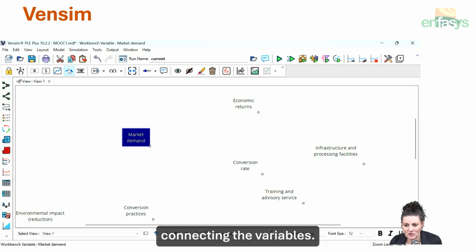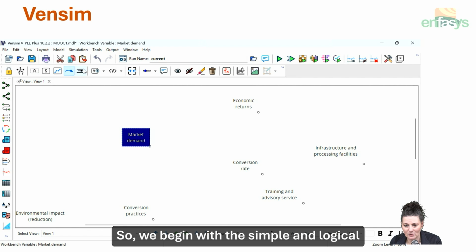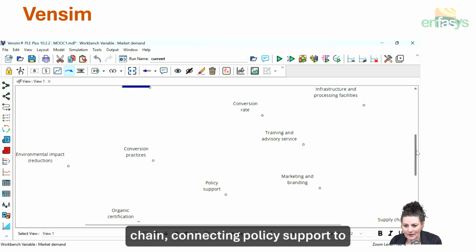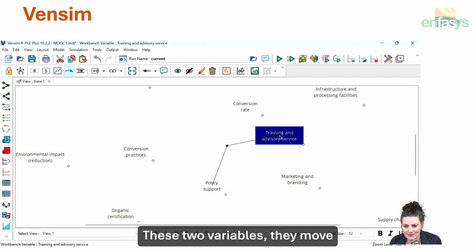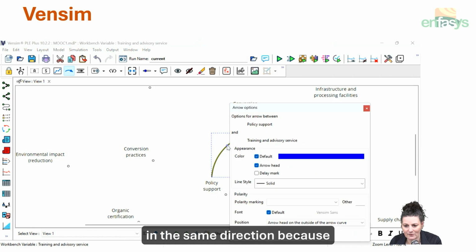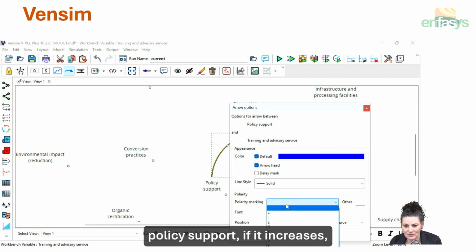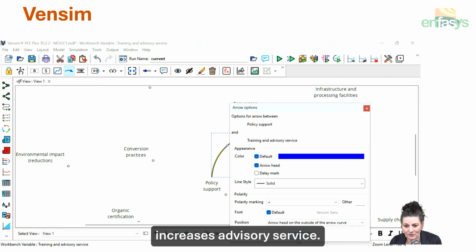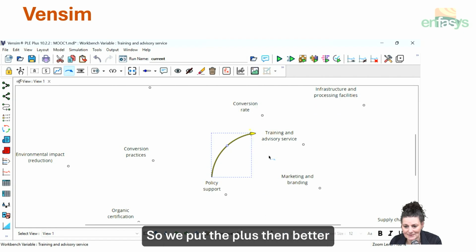And then we can start connecting the variables. So we begin with the simple and logical chain, connecting policy support to advisory service. These two variables move in the same direction, because if policy support increases, advisory service increases. So we put the plus.